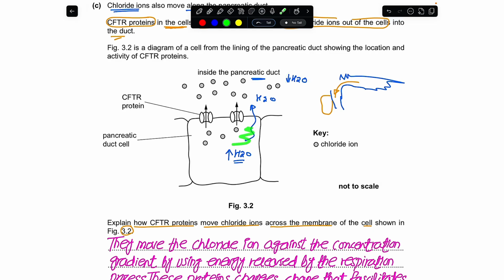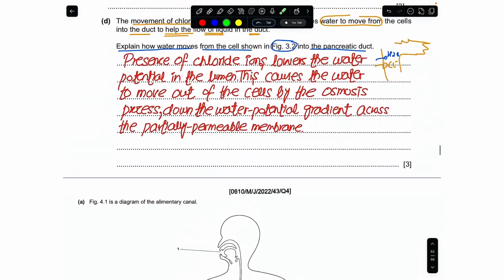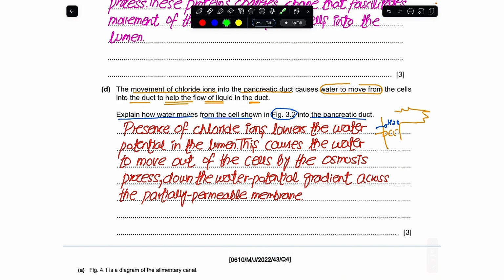As a result, the water would move from its higher water potential in the cells to the lower water potential that we have in the pancreatic duct, and it would be done down the water potential gradient with the help of osmosis. So if I were to read the answer, we would simply say that the presence of the chloride ions would lower the water potential in the lumen of the pancreatic duct. That causes the water to move out of the pancreatic cells by osmosis, coming down the water potential gradient. And in doing so, it would also cross the partially permeable membranes.